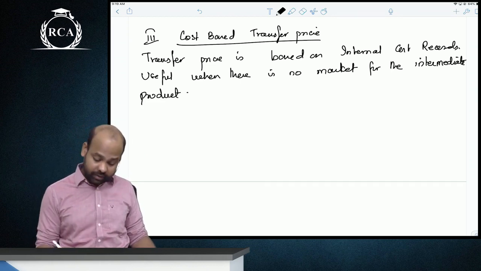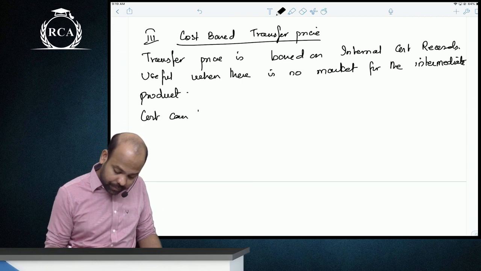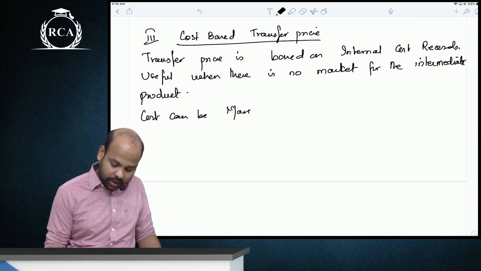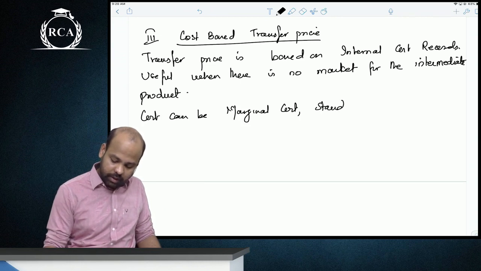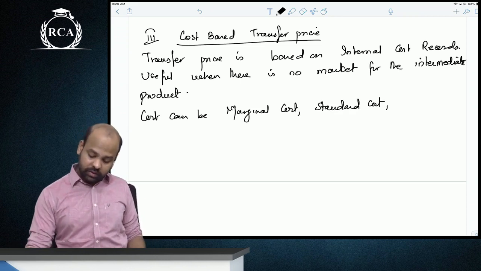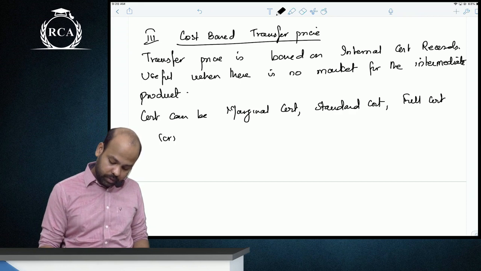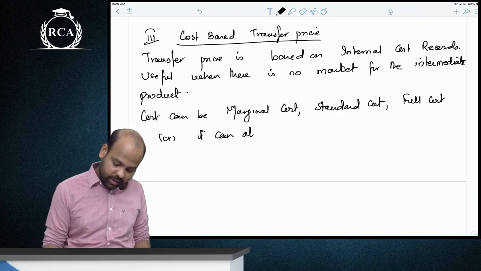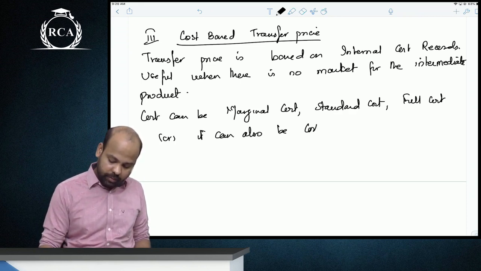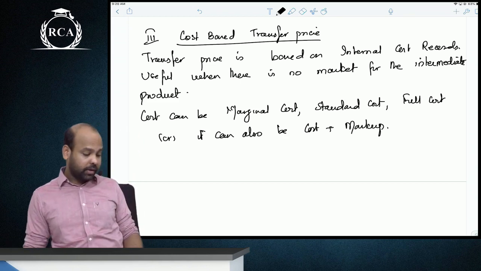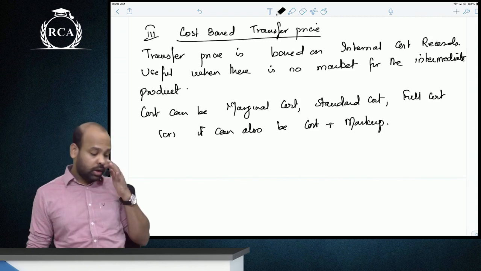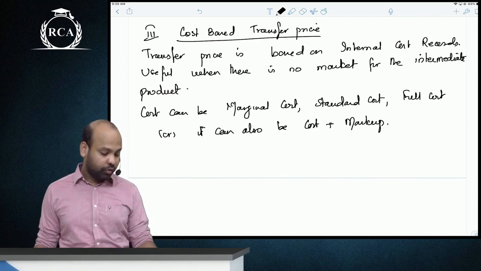Understood, sir? Yes. Cost can be marginal cost, can be standard cost, can be full cost, or it can also be cost plus markup. Cost plus markup, guys. If you talk about the overall advantages as such, guys, overall advantages.